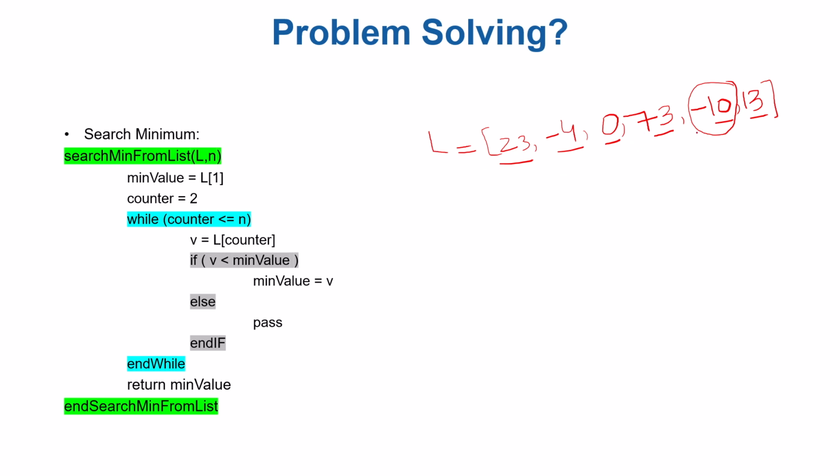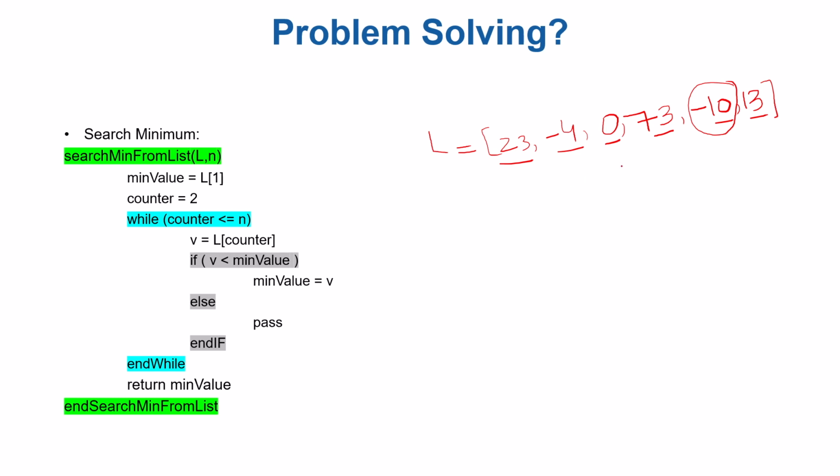Obviously, the minimum value may repeat. The minimum value may occur more than once in a list. So what is a minimum value? Rather than knowing how many times it occurs, what is a minimum value? That's a problem, finding out a minimum value.